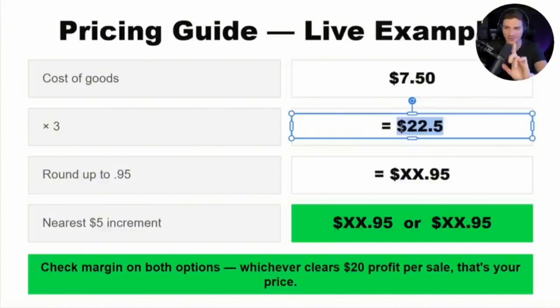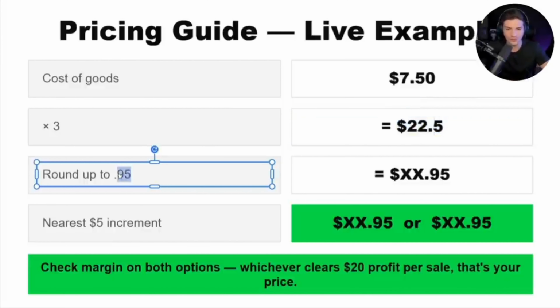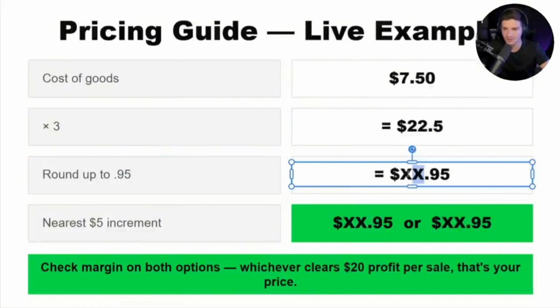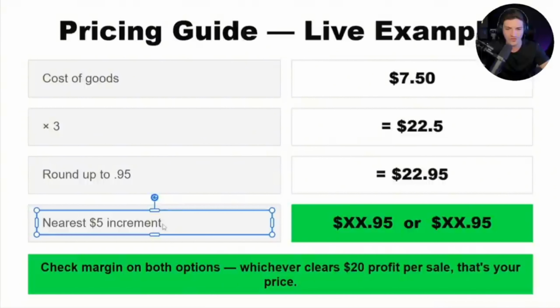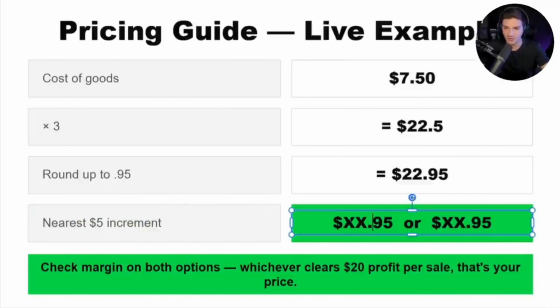And this is a garbage selling price, by the way, because it's going to violate a few of our rules. So the first rule is we need to round up the selling price to 0.95. So this ends in 0.5. So we want it to be just 2295, easy as. But this still violates some rules because we only sell in increments of 5. So think of $19.95, $24.95, $29.95, $34.95, $39.95, $44.95, $49.95, $54.95. You get it.